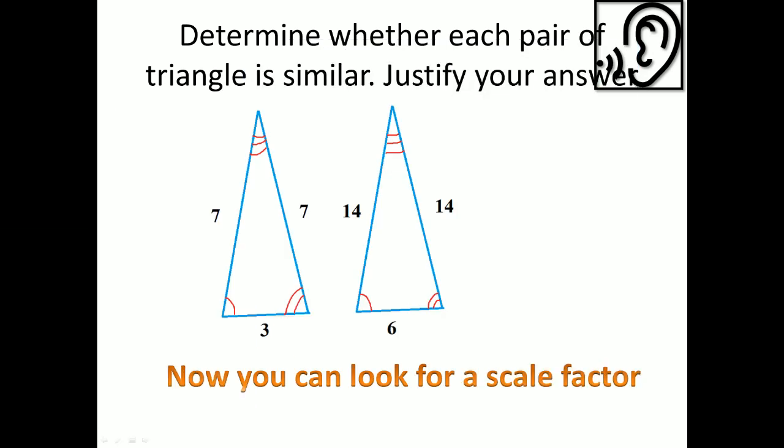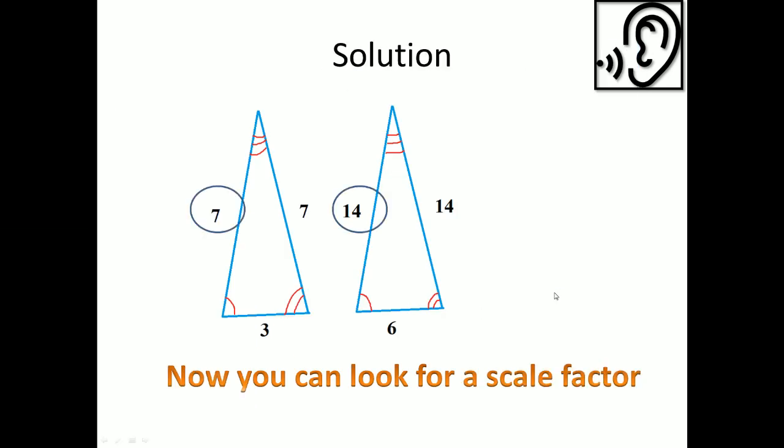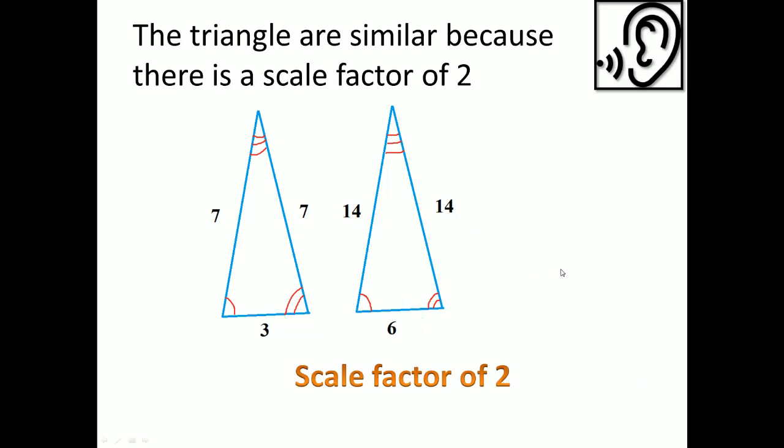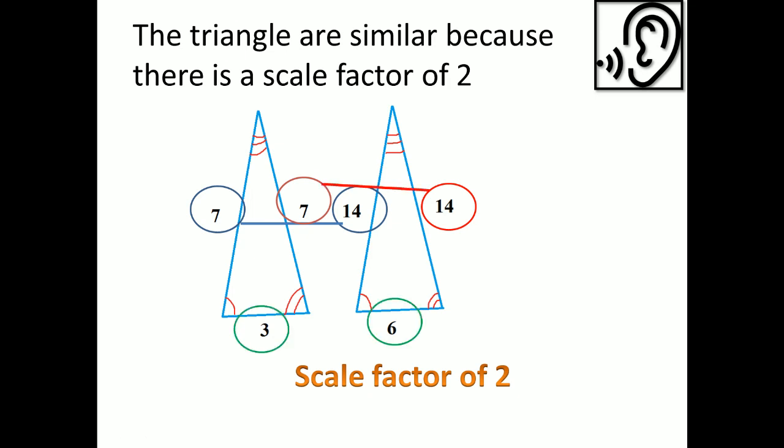Alright, so I saw that 7 is multiplied by 2 to get 14. 7 times 2 gets me 14. 3 times 2 gets me 6. I saw that the triangles are similar because there is a scale factor of 2. Okay? 7 times 2 is 14. 7 times 2 is 14. 3 times 2 is 6. There's a scale factor. Therefore, I say the two triangles are similar. Alright, there you go. Those are all your homework solutions.